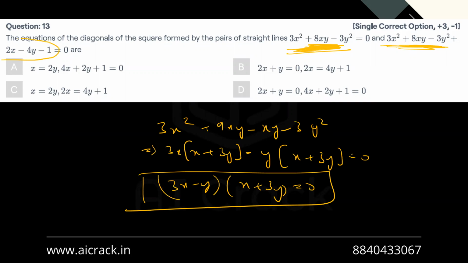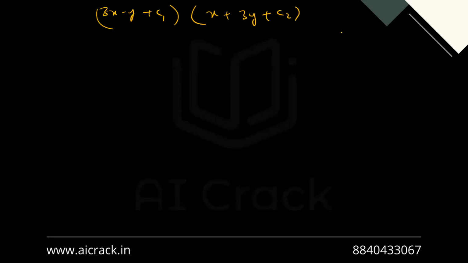The additional component is this one, 2x minus 4y minus 1. So we can compare it with after opening this one. We can get the x term from 3x into C2 and C1 into x. So 3x into C2 plus 3 plus C1 into x equals 2x basically. We have to just compare the coefficients. So 3 into C2 plus C1 equals 2.